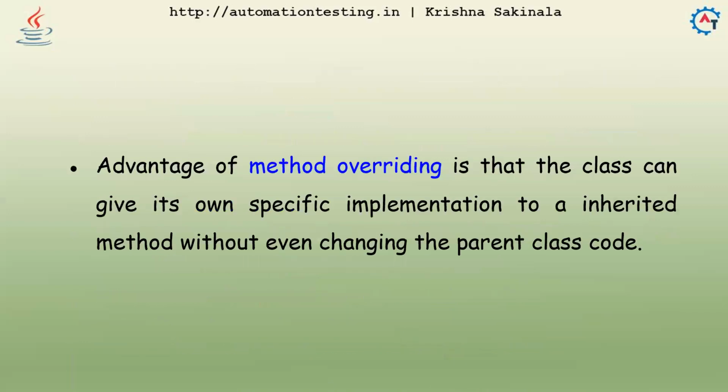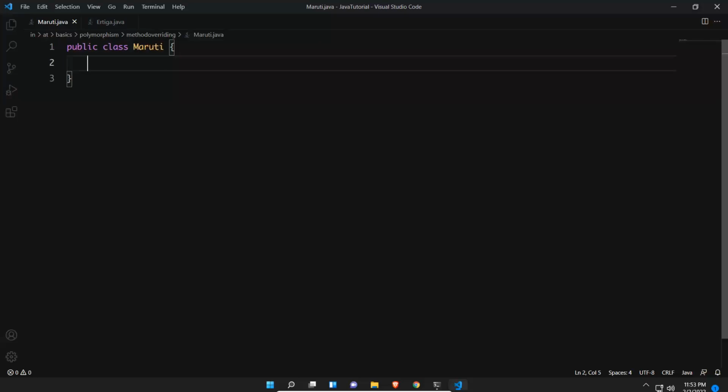So the advantage of method overriding is that the class can give its own specific implementation to an inherited method without even changing the parent class code. Okay, that is the advantage. By taking one example, we will see, then it will be very clear. So let me go to Visual Studio Code.